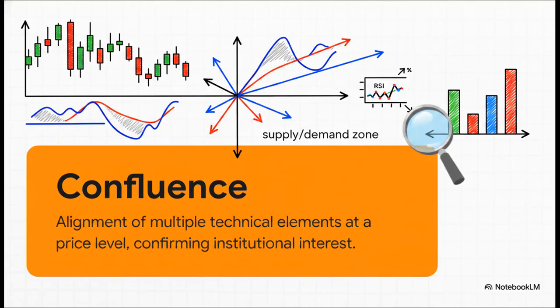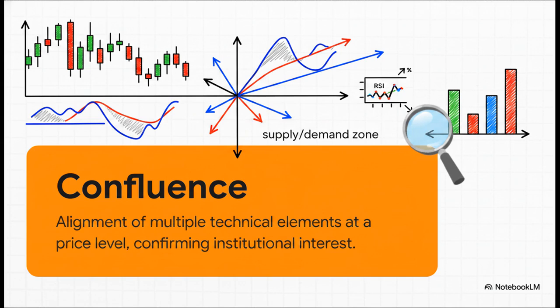Now that we've got our core indicators, let's talk about the real secret sauce of professional trading: confluence. Think of confluence as the mortar holding your indicator building blocks together. Instead of just relying on one isolated RSI reading, confluence happens when multiple technical signals align at the exact same price level, usually a major supply or demand zone.